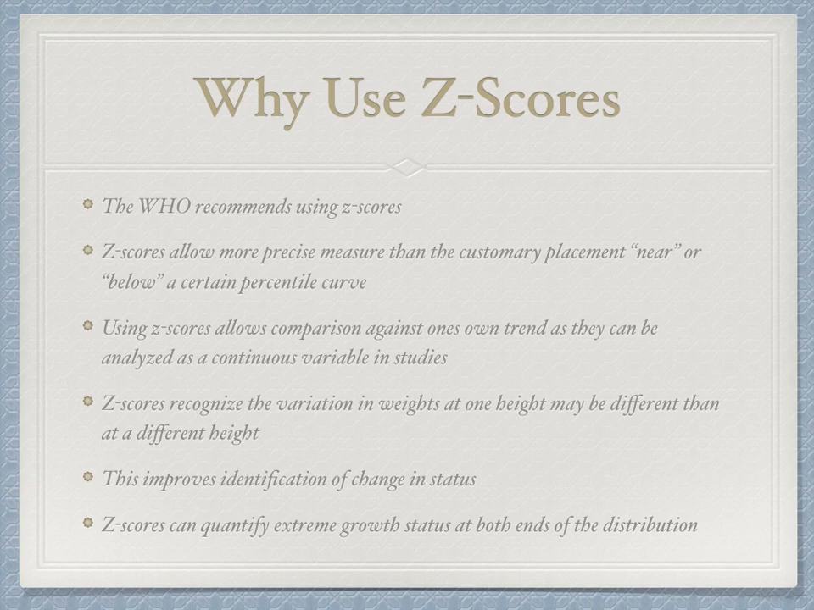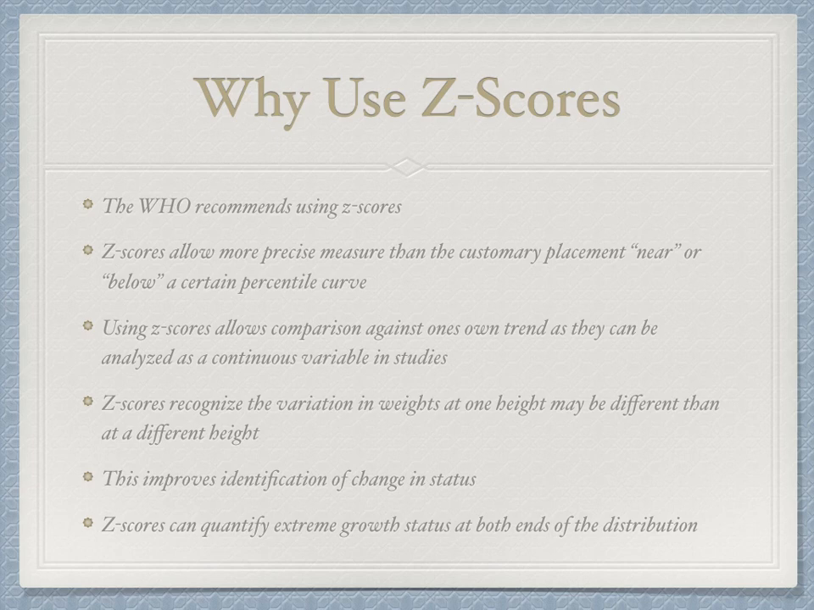Z-scores also recognize the variation in weights at one height may be different than at a different height. It also improves identification of change in status. In the previous example, a z-score improving from a negative 2.5 to a negative 2 would be an easily identifiable improvement.